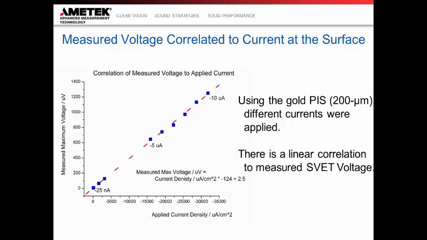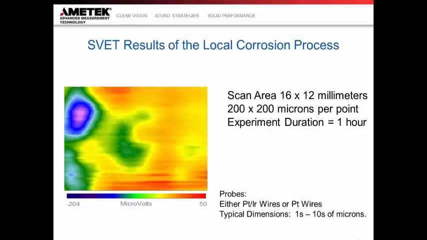So this function is a way that you can account for your solution conductivity, and account for your probe to sample distance, and account for your electrometer gain settings, and all of these different impact values, and correlate your measured voltage to an applied current or to a current at your surface.